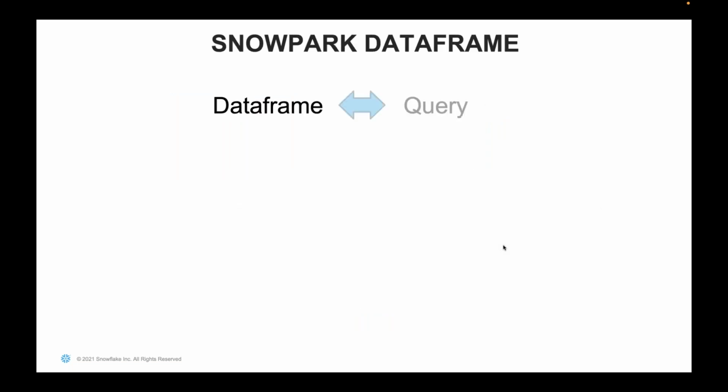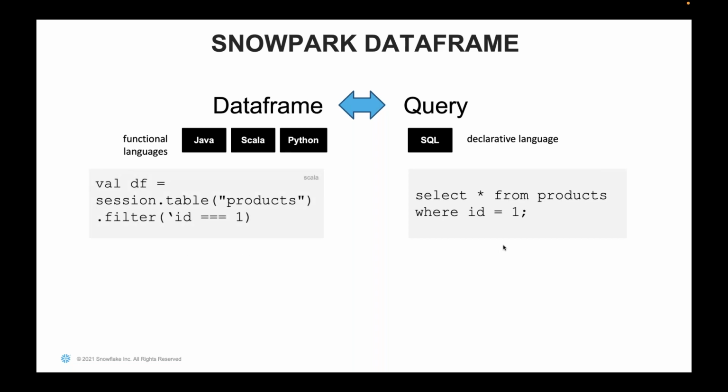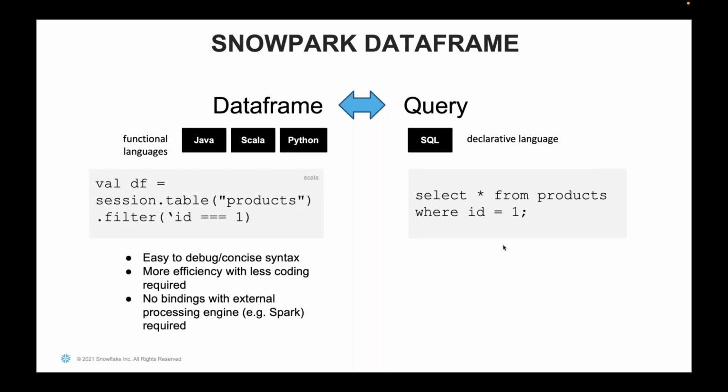Now, let's not dwell on data frames. That's just an example. Actually, data frames are supported in Java, Scala, Python, where for queries you would use SQL, which is a declarative language. You need to write the query saying select star, this column, or select this. Java, Scala, and Python are the functional languages. Again, just an example way of doing it. Concise syntax, it's more efficient. You don't need to do too much coding, no binding of the variables, no binding of the processing engine, because all these languages require a processing engine.